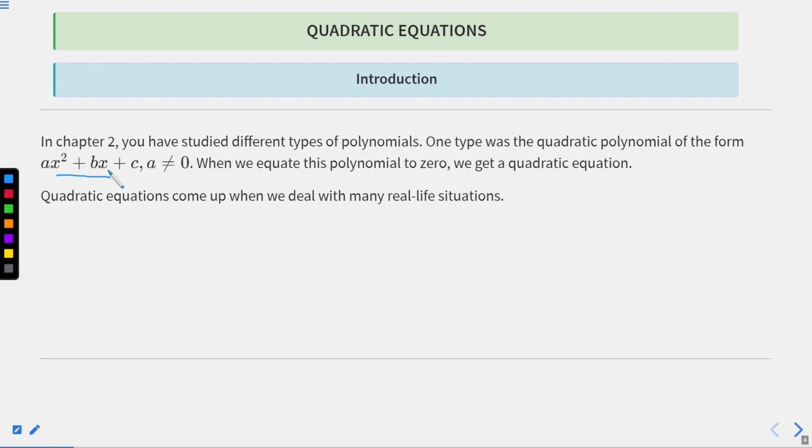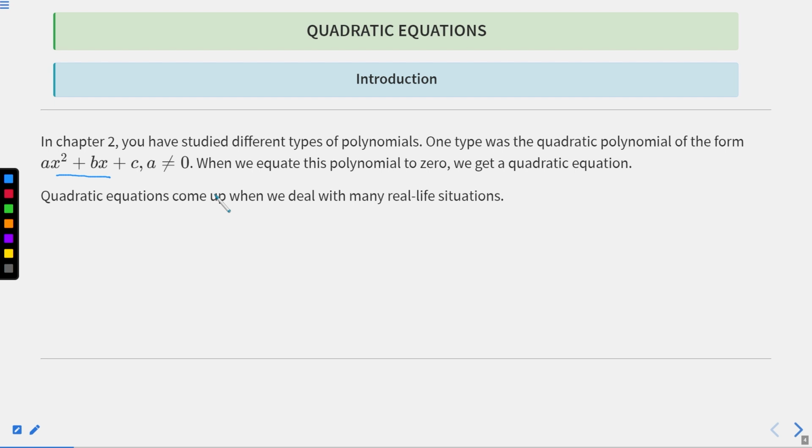So what is a quadratic equation? A quadratic equation is the equation we get when we equate a quadratic polynomial to 0. You have already studied quadratic polynomials and their zeros. For finding the zeros of the quadratic polynomial, we equate the quadratic polynomial to 0, and after solving the equation, we get the values of x. Those are called the zeros of the quadratic polynomial.